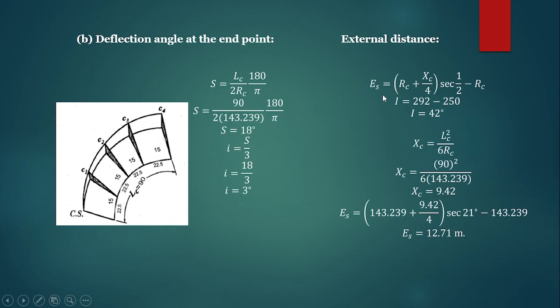For the external distance, ES is equals to RC plus XC over 4 times secant of 1 half I minus RC. So I is equals to 292 minus 250. I is equals to 42 degrees. So in finding the XC, XC is equals to L squared over C over 6RC. XC is equals to 990, which is, ito po yung LC natin, and LC 90, tapos 6 times R. X is equals to 9.42. So in finding the external distance, 1143, which is, I believe it's the R, plus 9.42 over 4 times secant at gagamitin. Ito po, minus 143. So external distance is ES point, I mean 12.71 meters.